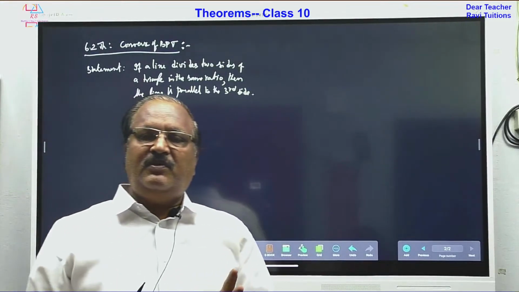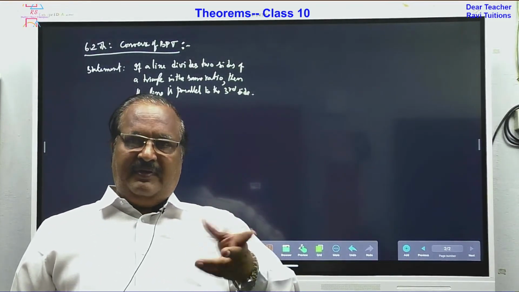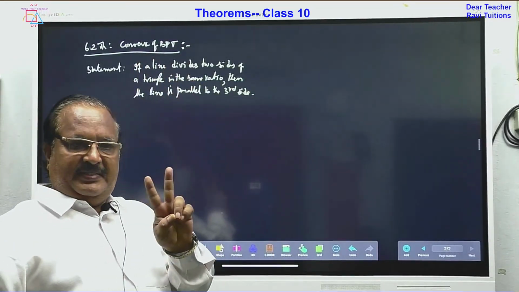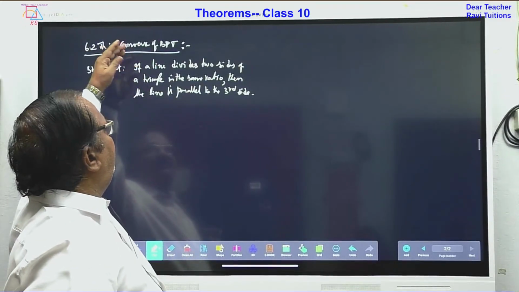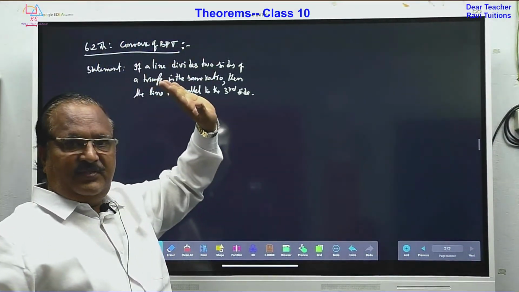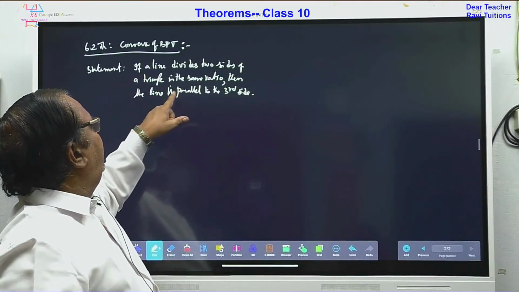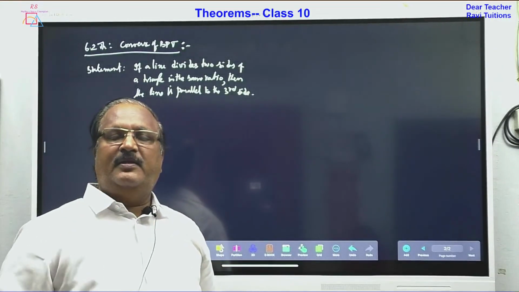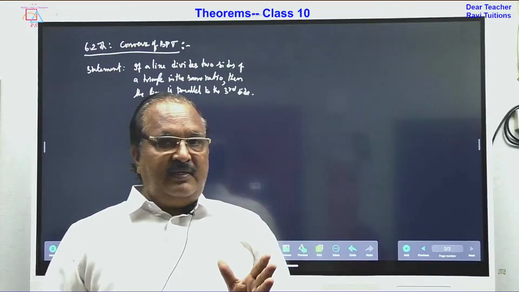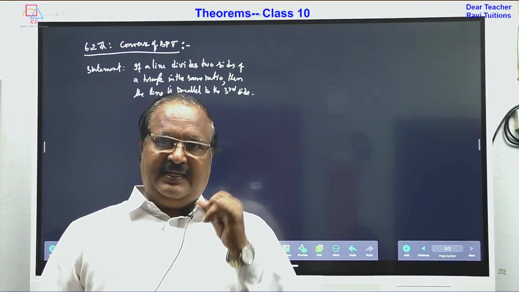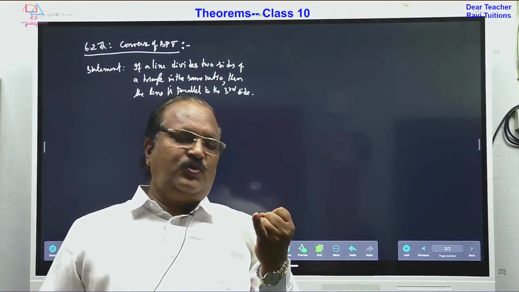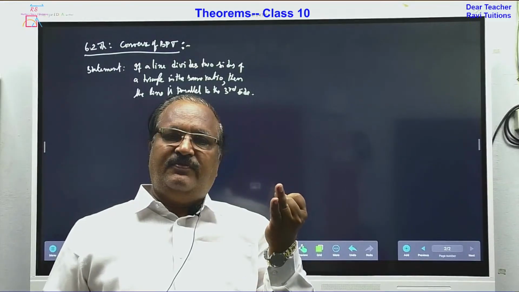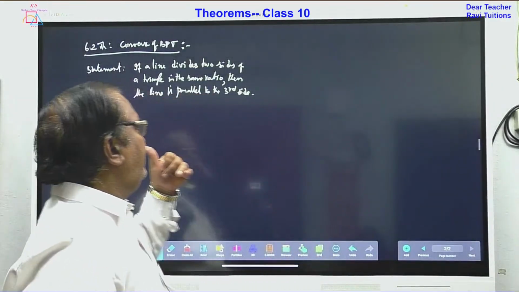Converse means given and RTP will become reverse. So every statement will be having two parts. The first one, if a line divides two sides of a triangle, that is the first one. Second one, then the line is parallel to the third side. Even in the basic proportionality theorem, two things are there, right? If a line is parallel to one side, that is the first one, then it divides other two sides in the same proportion, that is the second one. So these two are interchanged. If you interchange these two things, you will be getting converse.